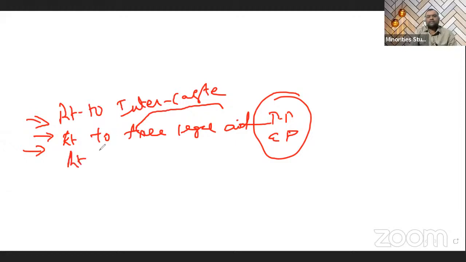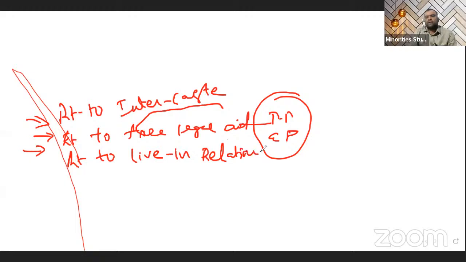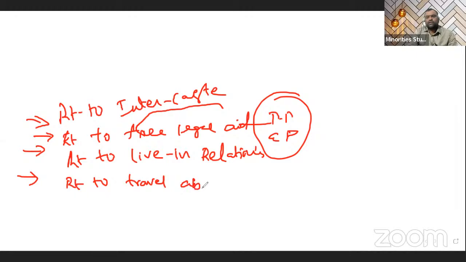And the next one is right to living relations. Nowadays living relations are becoming popular in our country because the court permitted that one can have a living relation. Living relation is nothing but staying together without marriage. So likewise, you have so many things: right against public hanging, right to intercaste marriage, right to free legal aid, right to living relations, right to marry, right to travel abroad.